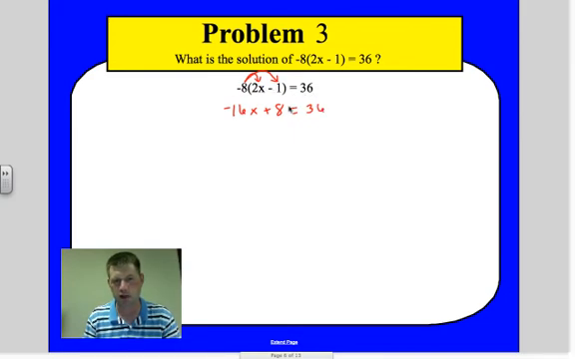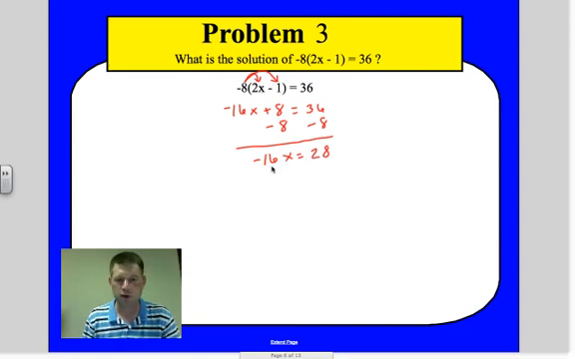Okay, keep that on this side. It doesn't go over here yet. Now we have back to that two-step equation. So we're going to subtract 8 from both sides. Okay, subtract 8 from both sides. Gives us negative 16x equals 28. 36 minus 8 is 28.